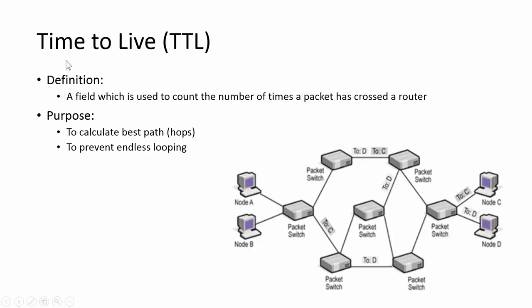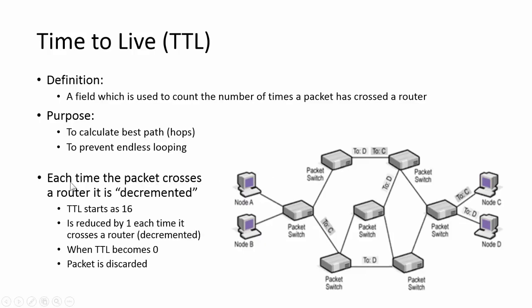The first one to discuss is the Timetolive field. The Timetolive field is a field which is used to count the number of times a packet has crossed a router. And it has two purposes. One, to calculate the best path in hops from one computer to the other, and two, to prevent endless looping of a packet being forwarded from one router to the next router to the next router.